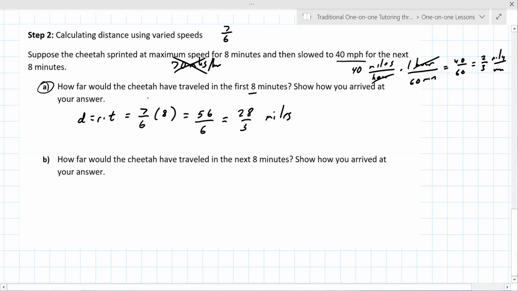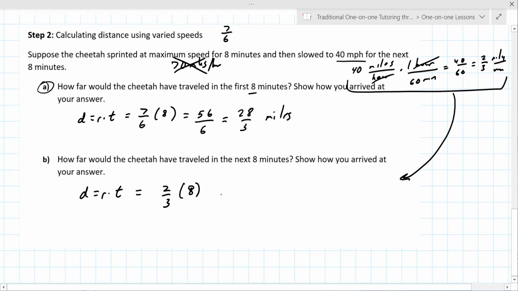Okay, it next says how far would the cheetah have traveled in the next 8 minutes? So the equation is still distance equals rate times time. But this time the rate is 40 miles per hour, which we said converts to 2/3. So all this work over here could be down here for that part. And then times 8, because it's 8 minutes. So that's 16 divided by 3 miles. And hopefully you can see that this intuitively makes sense, that the cheetah went further in the first 8 minutes than in the next 8 minutes.